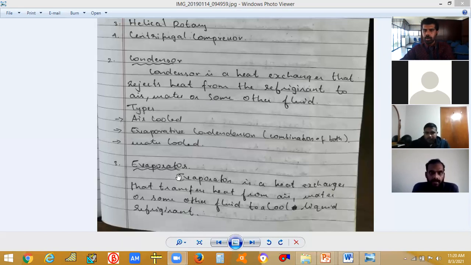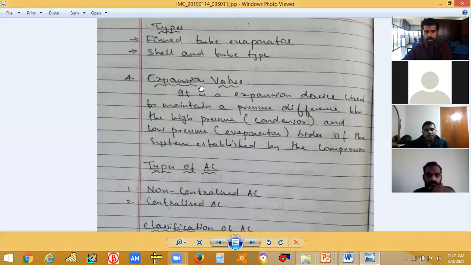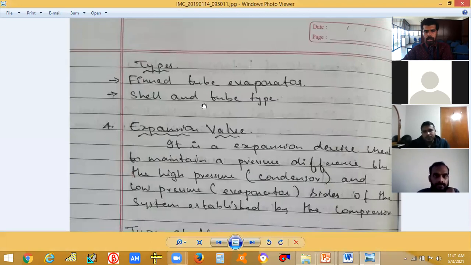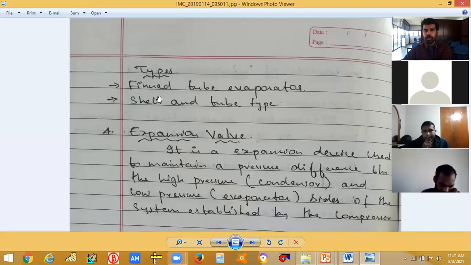Okay, have you written this evaporator also? Evaporator is a heat exchanger that transfers heat from air, water, or some other fluid to a cooled liquid refrigerant. Write this also. What are the types of evaporator? Finned tube evaporator and shell and tube type. The main types of evaporators are finned tube evaporator and shell and tube type evaporator.